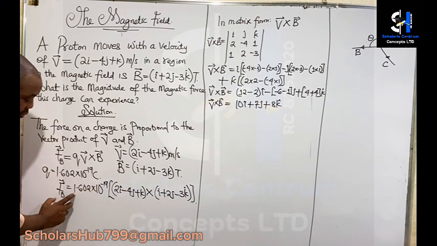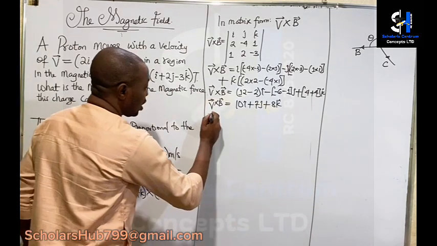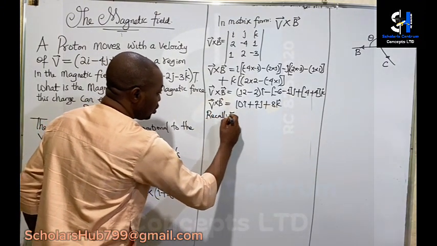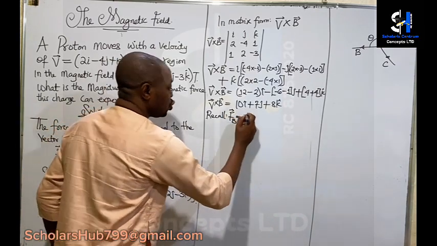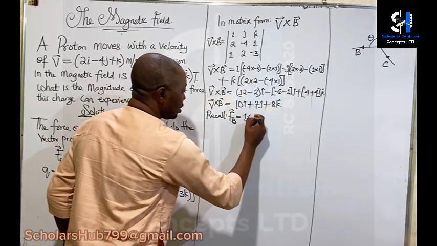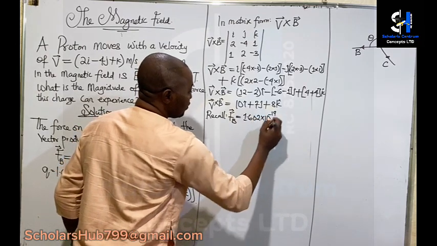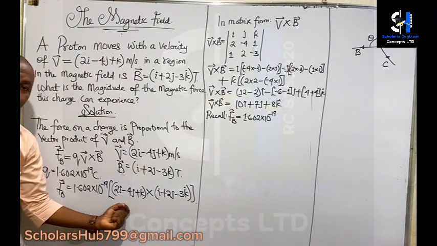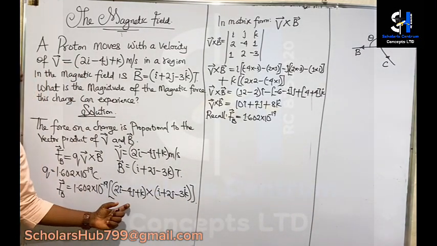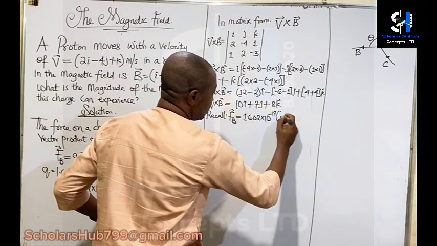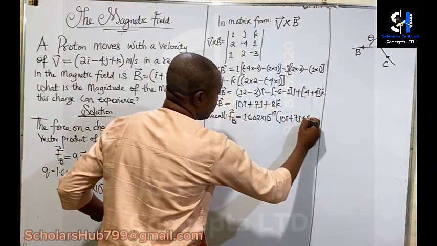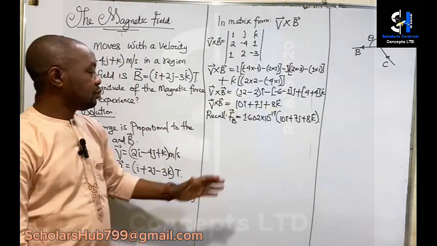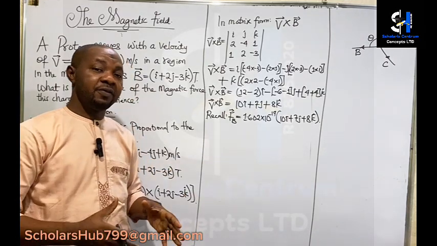So we are going to use it to multiply the force. We can then say that, recall, we have the magnetic force to be 1.602 times 10 raised to the power of negative 19. That will now be multiplied by the cross product of these two vectors that we just found, which is 10i plus 7j plus 8k. So what we are doing here is to find the vector force.